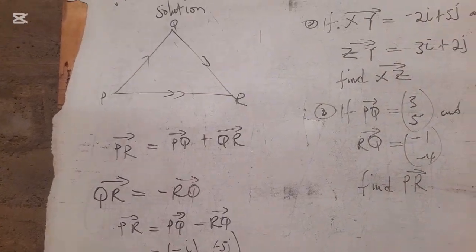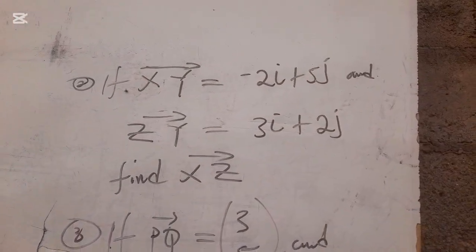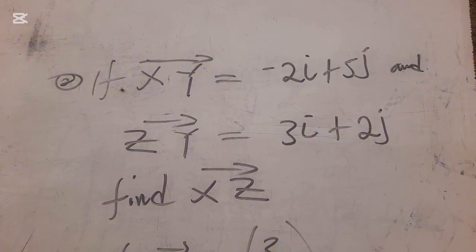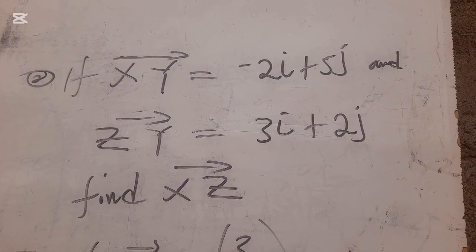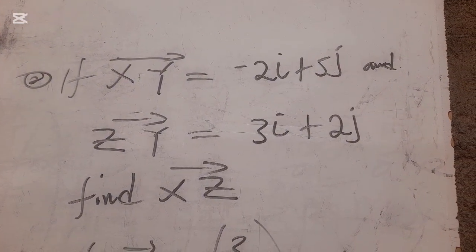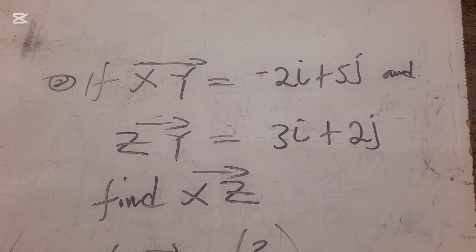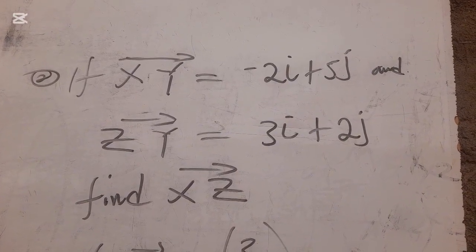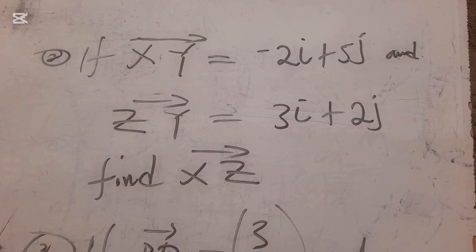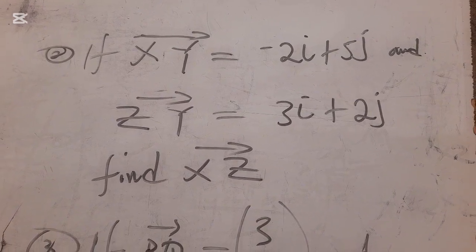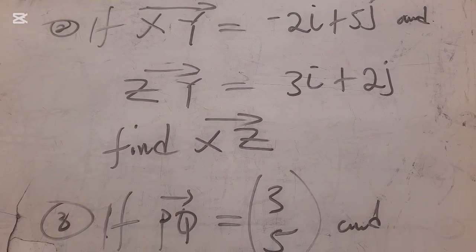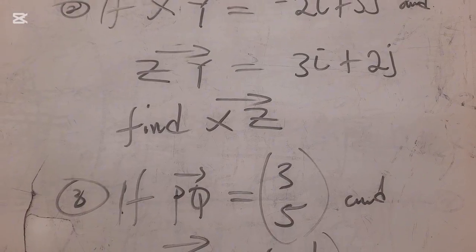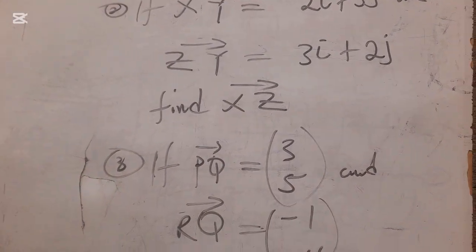If you understand, then try this and leave your answer in the comment section. If vector XY is minus 2i plus 5j and vector ZY is equal to 3i plus 2j, find vector XZ. In this vector problem, you just need to know ABCD, the alphabet, the arrangement of the alphabet.